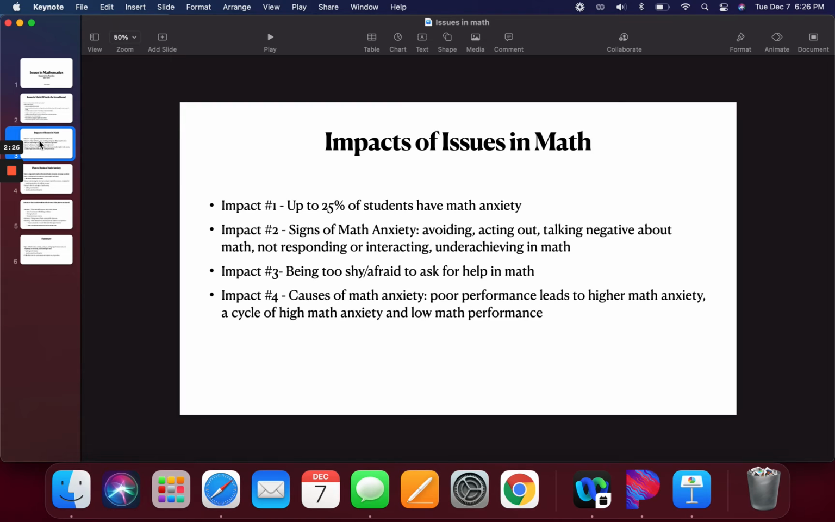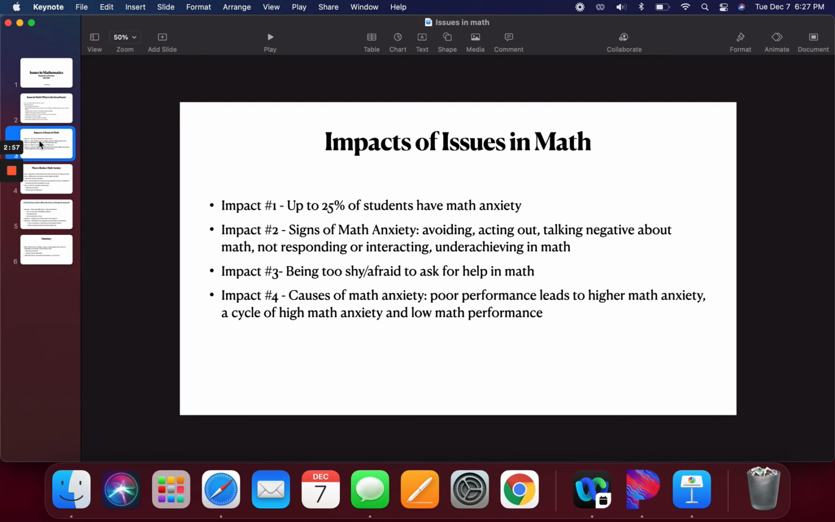Impacts of issues in math. Impact number 1 is that up to 25% of students experience math anxiety sometime in their lifetime. Impact number 2, signs of math anxiety: avoiding, acting out, talking negatively about math, not responding or interacting, and underachieving in math. For example, a student might say, I'm not good at math, or I hate math, or my friends are way smarter than me in math.